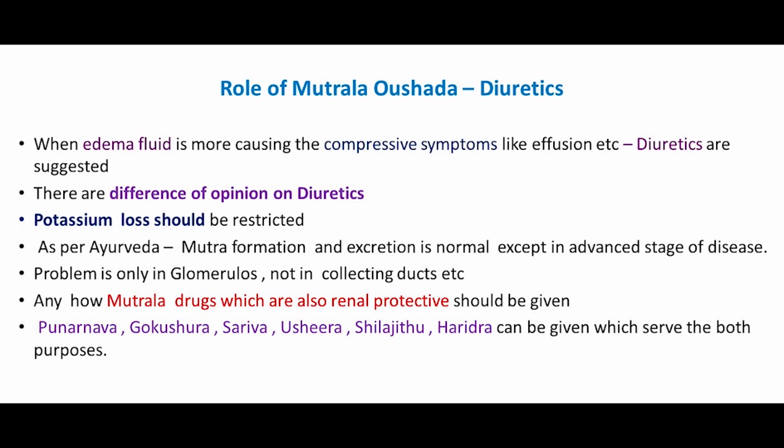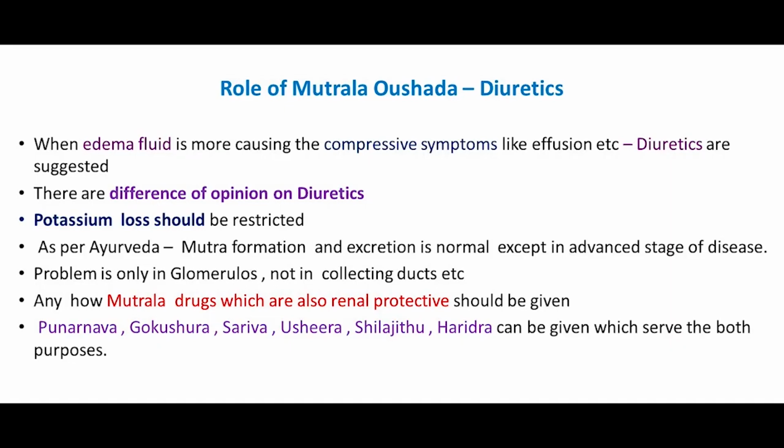But anyway, as far as Ayurveda is concerned, Mutra formation and excretion is normal in this disease. In nephrotic syndrome, there is no problem with the formation of the Mutra. The problem is only that Mutra contains some more amount of useful substance like albumin, etc. And that problem is because of the glomerulus, not because of the filtration or formation of the urine. Except in the advanced stage of the disease, there is no involvement of Mutra formation itself. So the problem is only with the glomerulus, not in the collecting tubules, etc.